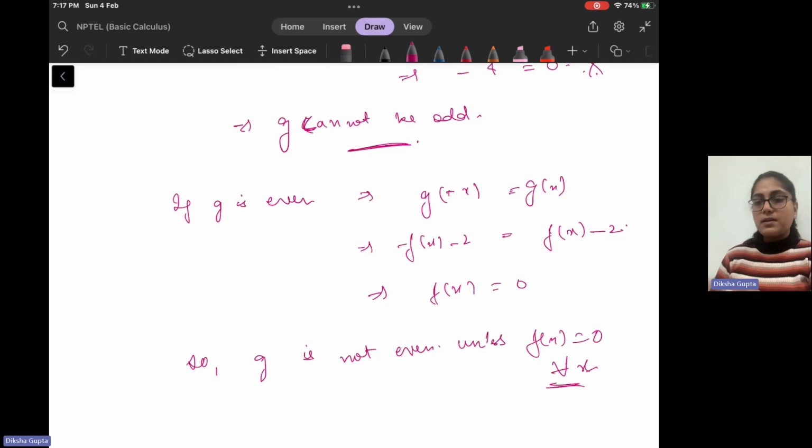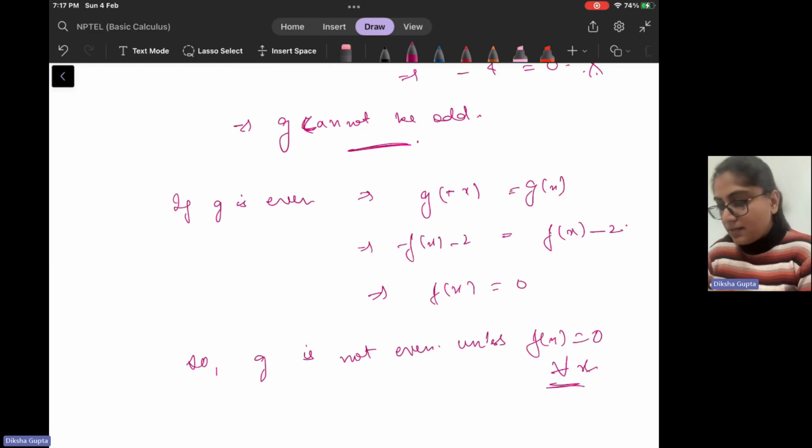So if the function f x is identically 0, then only g can be even. Otherwise, g is also not even. So what can we say? That g cannot be even unless f x is 0, and g cannot be odd in any situation. So these are two implications we can get if f is odd.